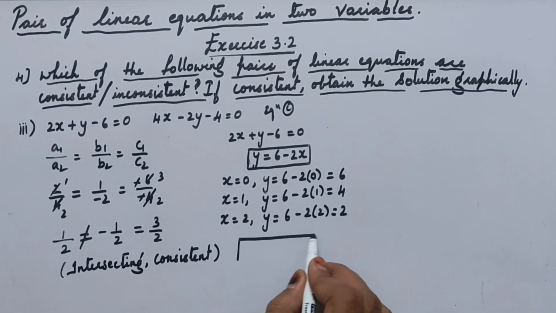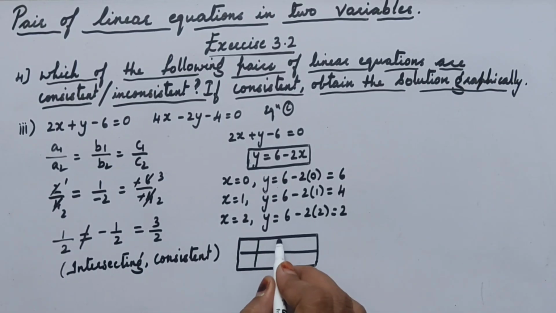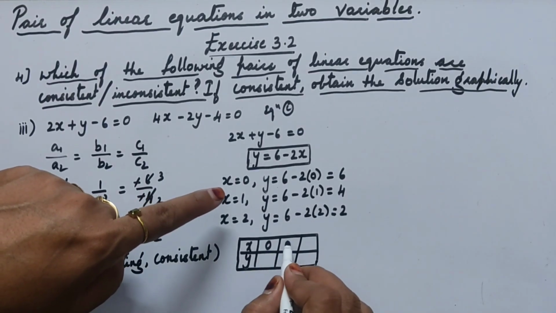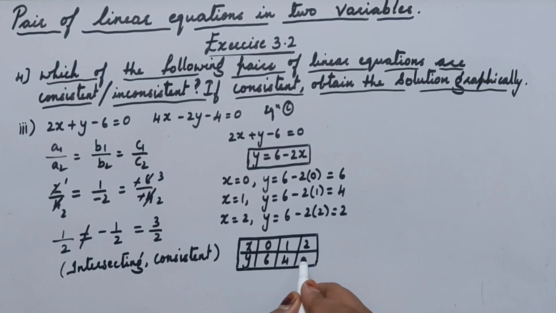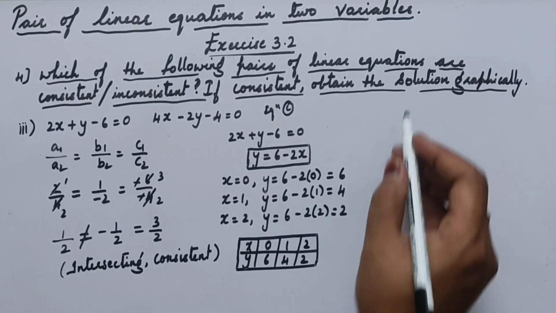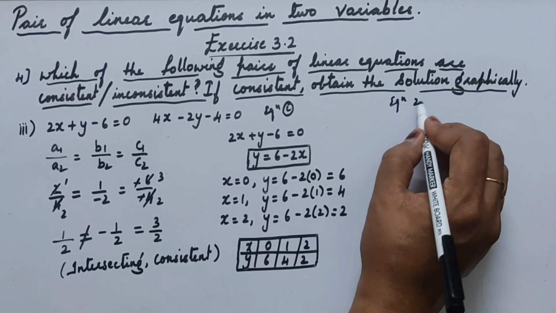Now let me draw the solution table here. Okay. This is a solution table. X, y. All the x values are 0, 1, 2. And here we have got 6, 4 and 2. I got a solution table. Let me go with equation 2 students.